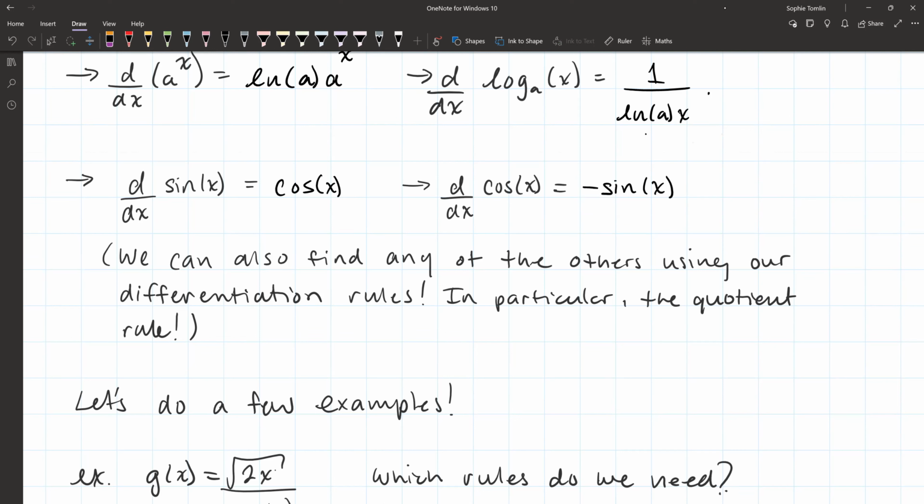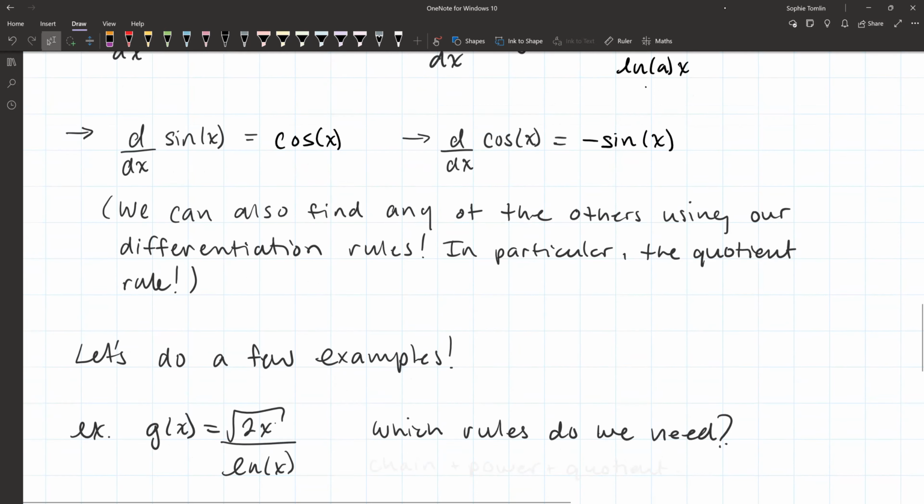We can also find any of the other trig ratios using differentiation rules. So when we have tan x, that's the same thing as sine x over cos x. For that, we can use our differentiation rules, and you would get secant squared x, if I'm not mistaken, which is 1 over cos squared. You can go through the other ones, like secant, cosecant and cotangent. It'll be the same idea. It's a good exercise sometimes.